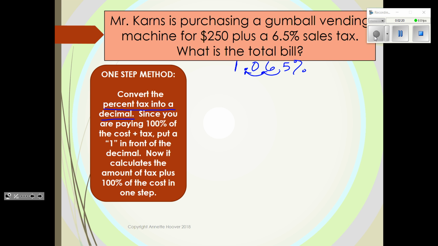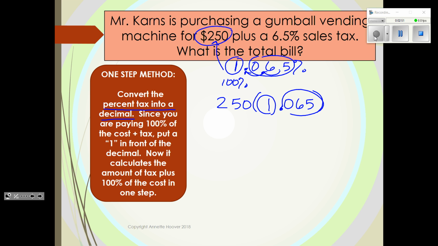What does this mean? This stands for 100% of the purchase price. That means you're going to pay all of the $250. And then on top of that, you're going to pay the 6.5%. So if we take the purchase price and we turn the percent into a decimal, and we put a 1 in front of that decimal, this is saying I'm going to pay all of the purchase price and a 6.5%.